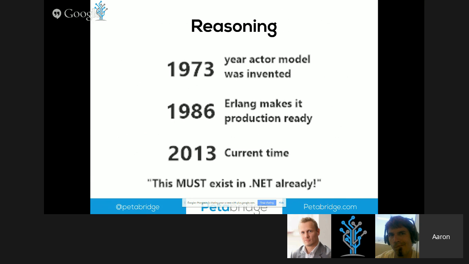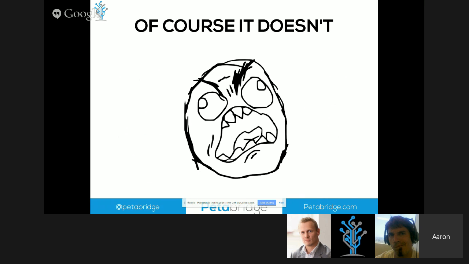And this was like winter 2013, so like November, December, when I was doing my research here, and therefore I concluded, well, given that this technology was invented in the 70s and implemented in the mid 80s, and it's 2013 now, surely this must exist in .NET in some form already. Of course not. That'd just be too easy, right? .NET doesn't have nice things. At least it didn't back then.